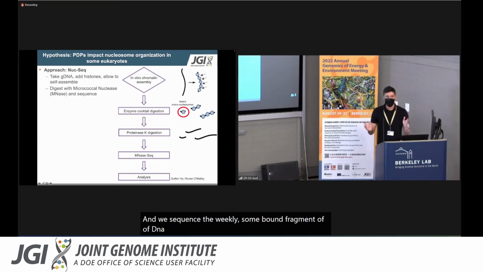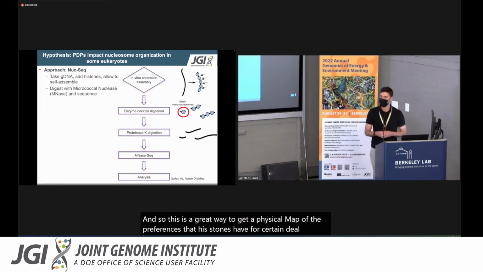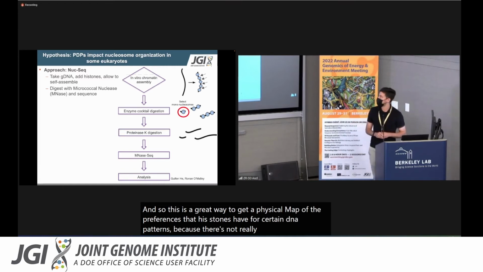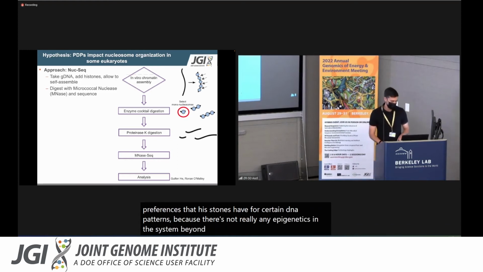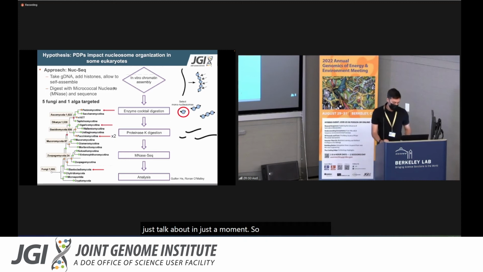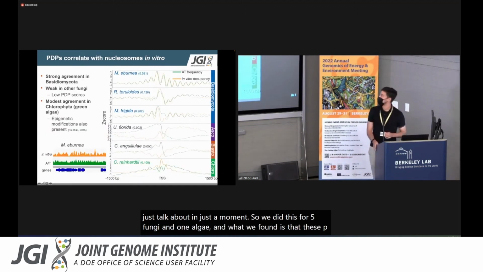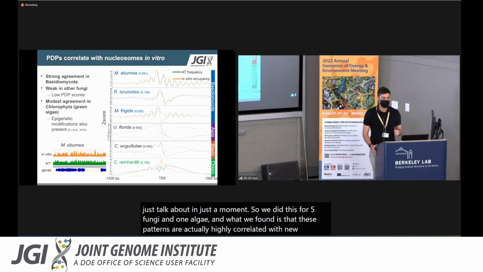This is a great way to get a physical map of the preferences that histones have for certain DNA patterns, because there's not really any epigenetics in the system beyond DNA modifications potentially, which I'll talk about in just a moment. We did this for 5 fungi and 1 alga, and what we found is that these patterns are actually highly correlated with nucleosome positions in vitro.